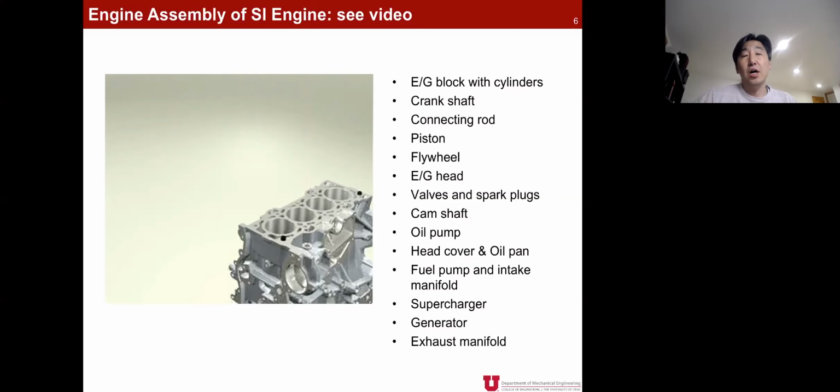Both engines operate based on different cycles. The SI engine is based on the Otto cycle, which we are going to talk a lot about today and in the next lecture. We are also going to talk about the diesel cycle later. In fact, Diesel and Otto are the names of the people who invented those types of cycles. All right, so let me move on to the spark ignition engine, or SI engine.